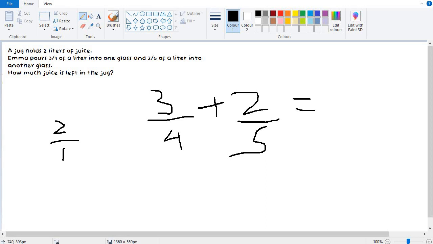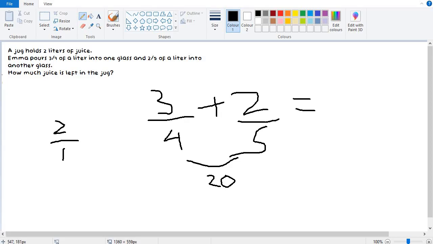But obviously, because they have different denominators, we have to find the common multiple. So the common multiple they both have is 20, because if you times them both together, you get 20. So whatever you do to the bottom, you do to the top. So from 5 to 20, I have to times it by 4. So I have to do 2 times 4.